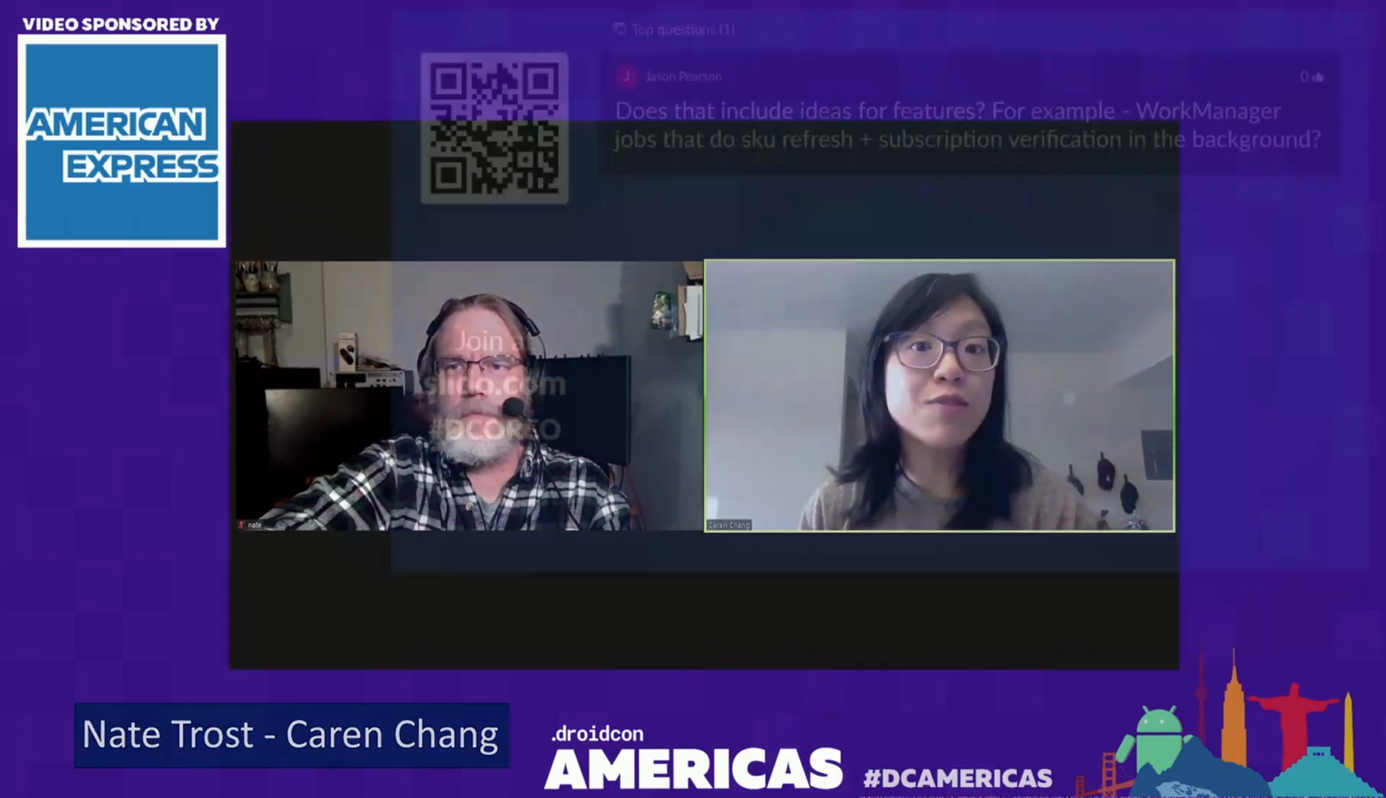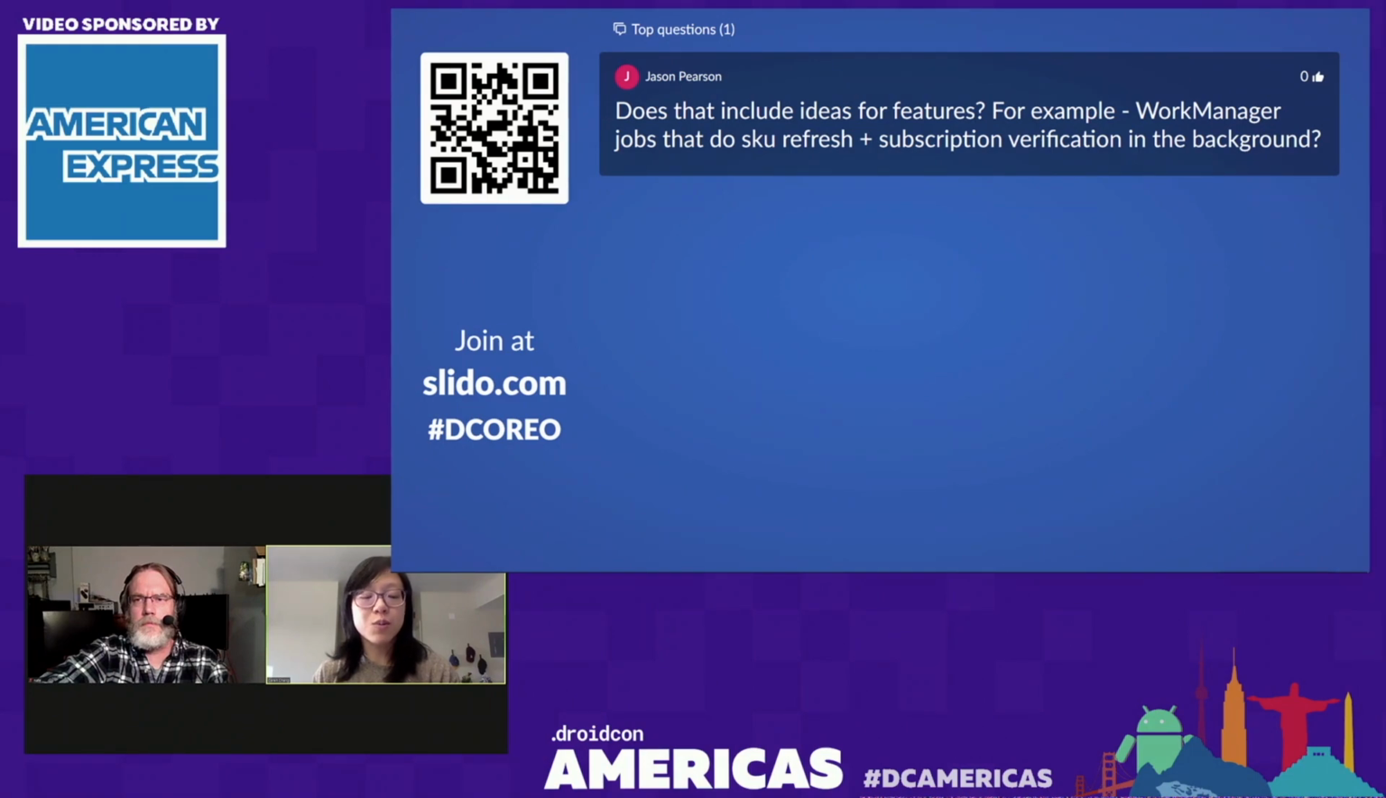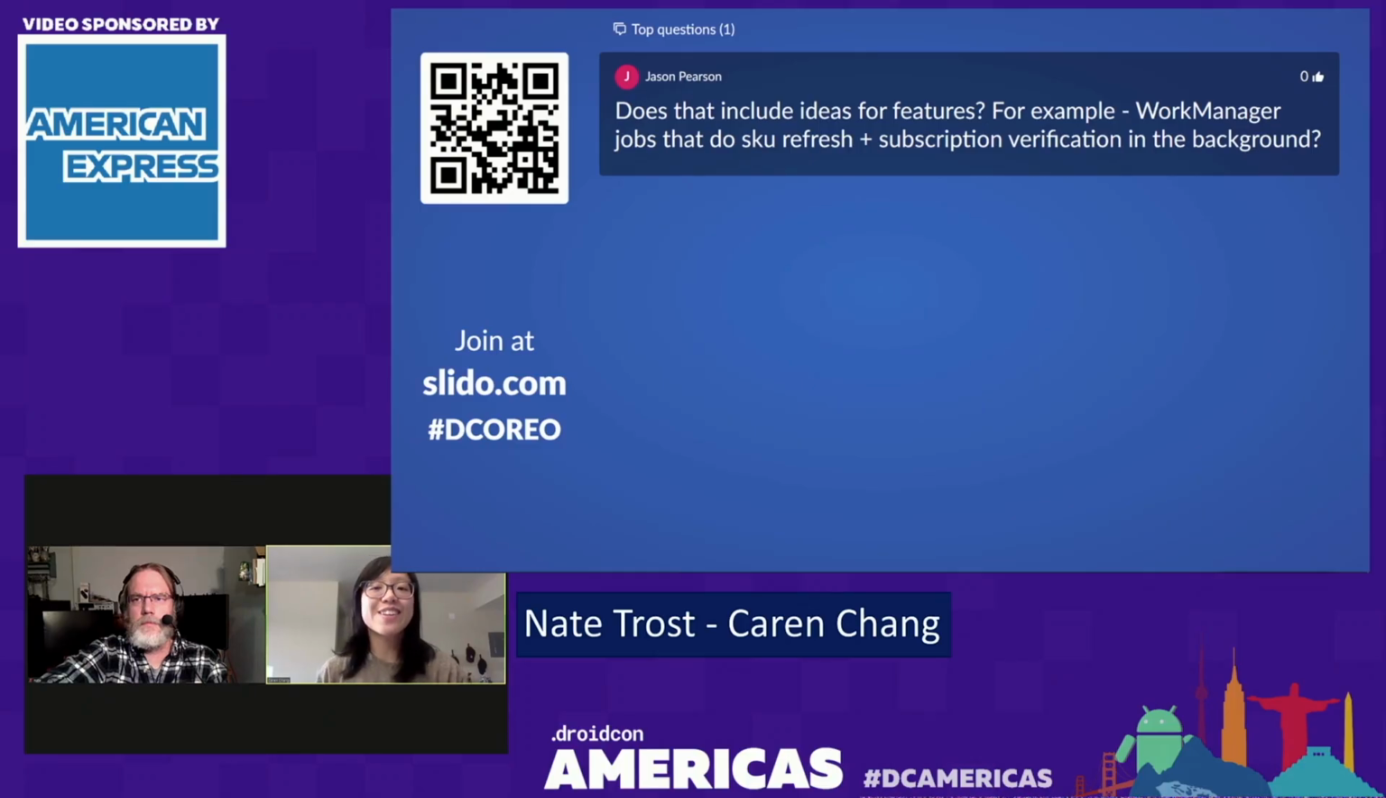Does that include ideas for features? For example, WorkManager jobs that do SKU refresh and subscription verification. Yeah, for sure. The issue tracker, we look at it for bugs that come in, but also for what kind of features developers think would be useful as part of their app. So the issue tracker is open to anything: features, bugs, suggestions, ideas, literally anything.